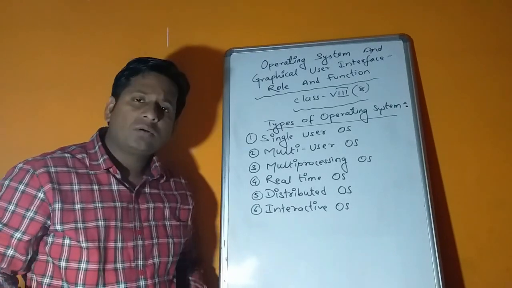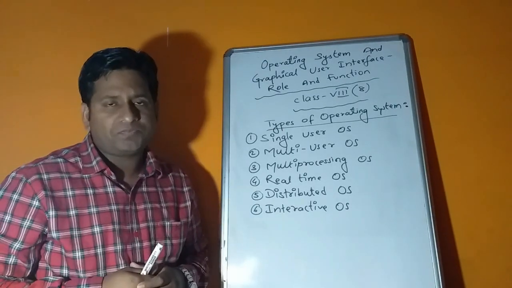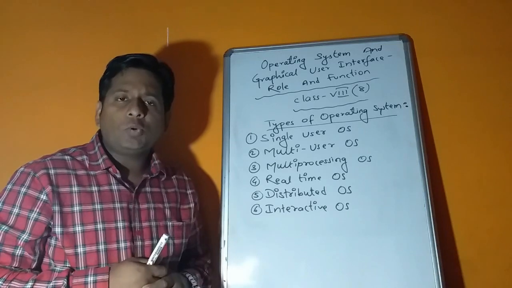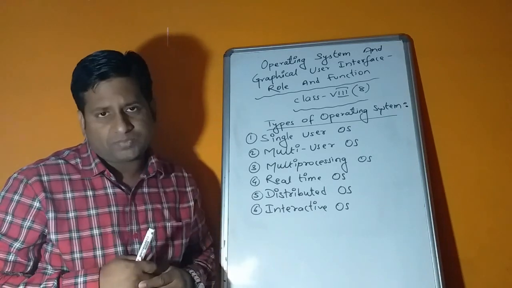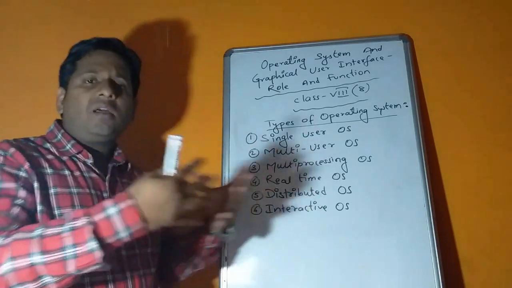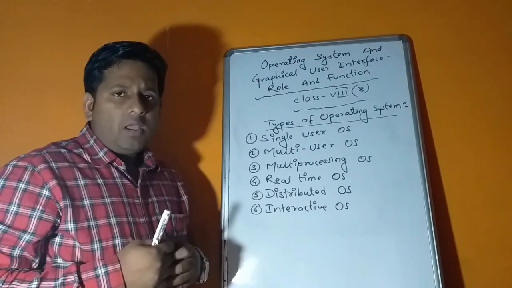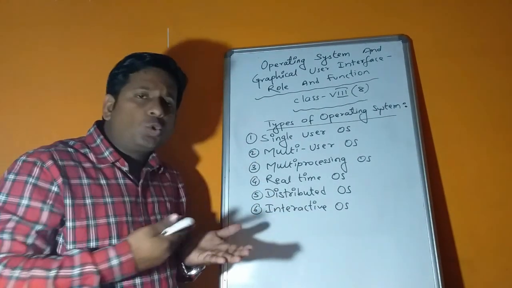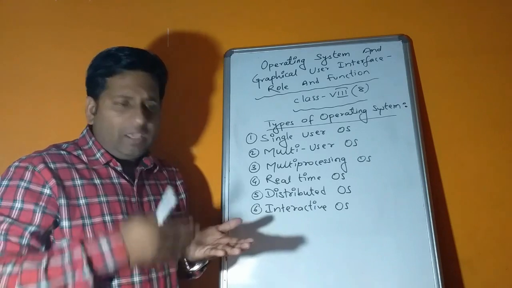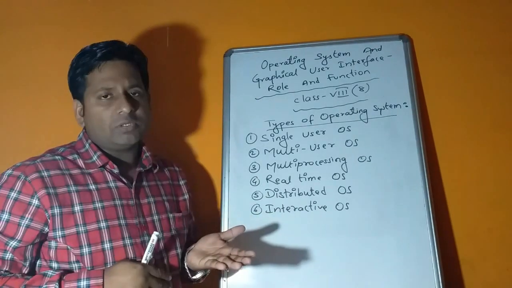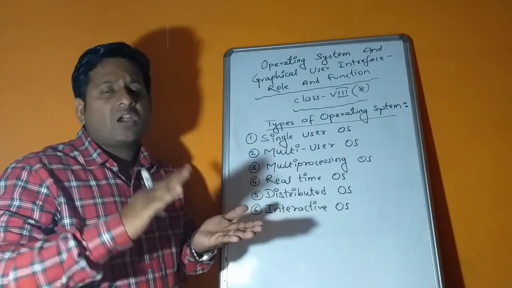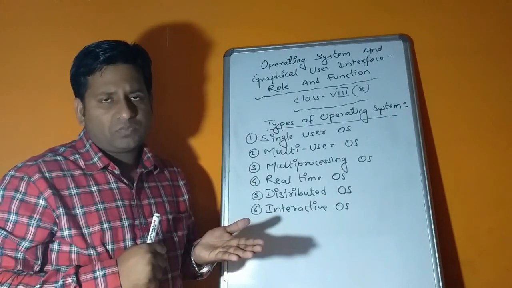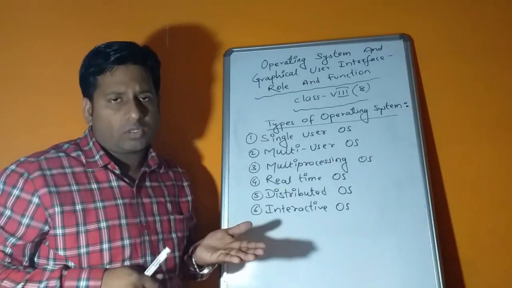In the previous class, I discussed the operating system and its function. I've already told you that the operating system is an interface between us, the user, and the computer hardware. So it is a platform which allows us to do the work. If the operating system is missing from the computer, then the computer is a useless device. We cannot use the computer for any work.